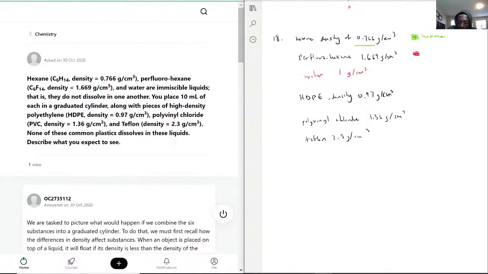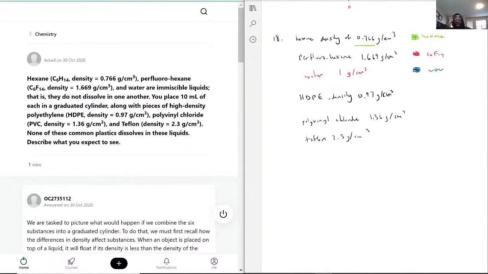P. I might just have to use different colors actually, just for this one. Yeah, perfluoro-hexane, that'll be P. C6F14, as they've given this nicely. Whoops, actually, it wouldn't matter. I don't mind that. And then water is going to be 1.